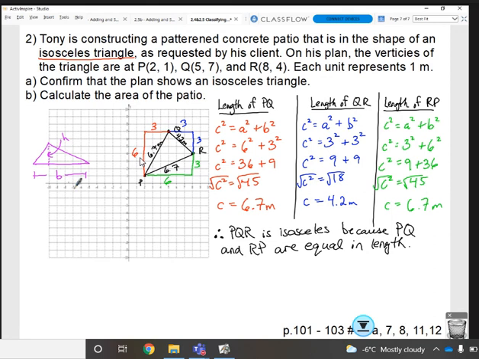So base times height divided by 2. What are we to do in this sort of scenario? Does anyone have maybe any ideas? What do you think? Divide. Now, when you say the base, you're talking about QR, the shorter side. So you want to divide that by 2. So it's about 2.1. Okay. And then? Okay, I like it. I do.